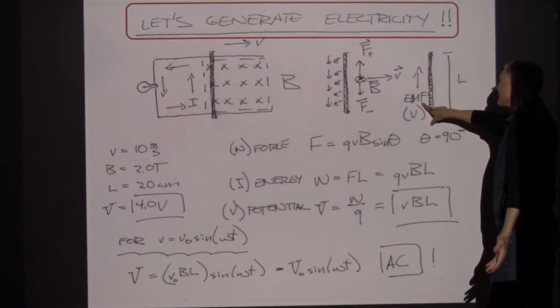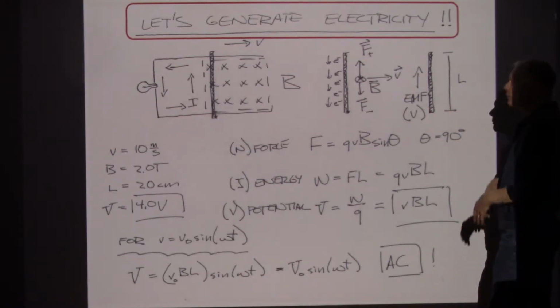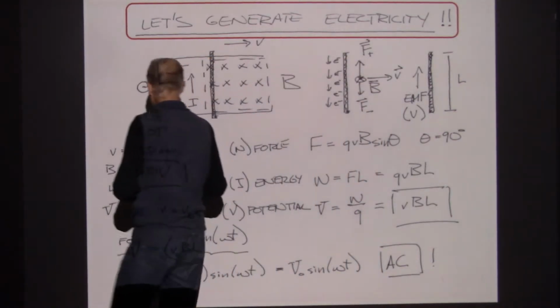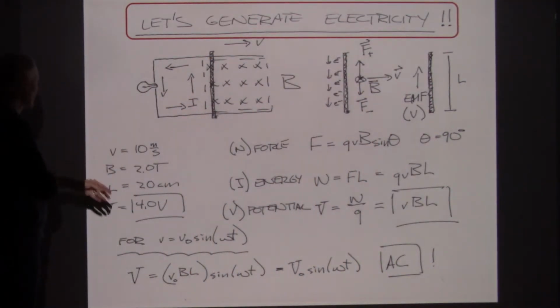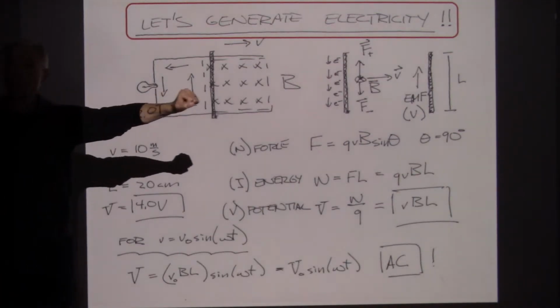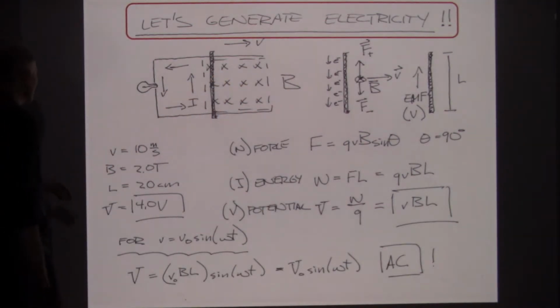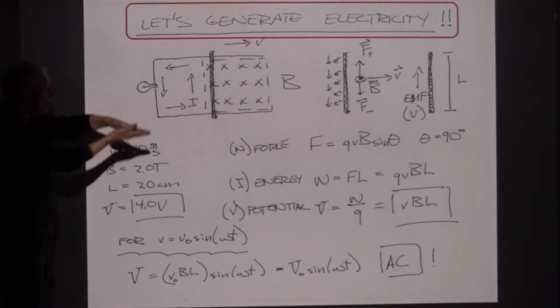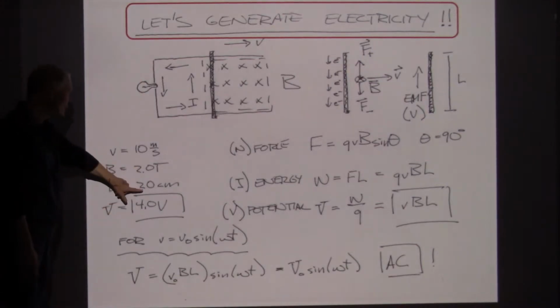Now I've written this as an EMF. Let's just see how much voltage or how much EMF we're going to be able to generate. Let's just throw some numbers in. Let's say that we're going to move the bar at 10 meters per second through this magnetic field region. Let's say that the magnetic field that we've set up is 2 Tesla. And let's say that the length of the bar is 20 centimeters.